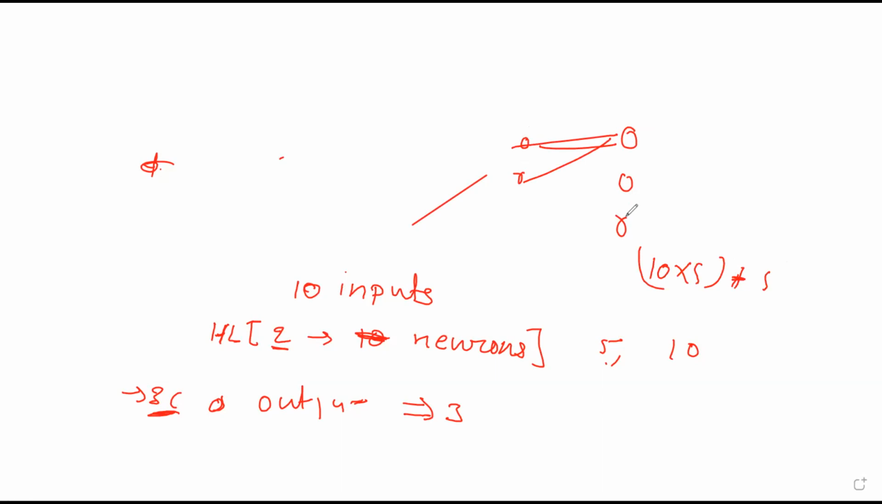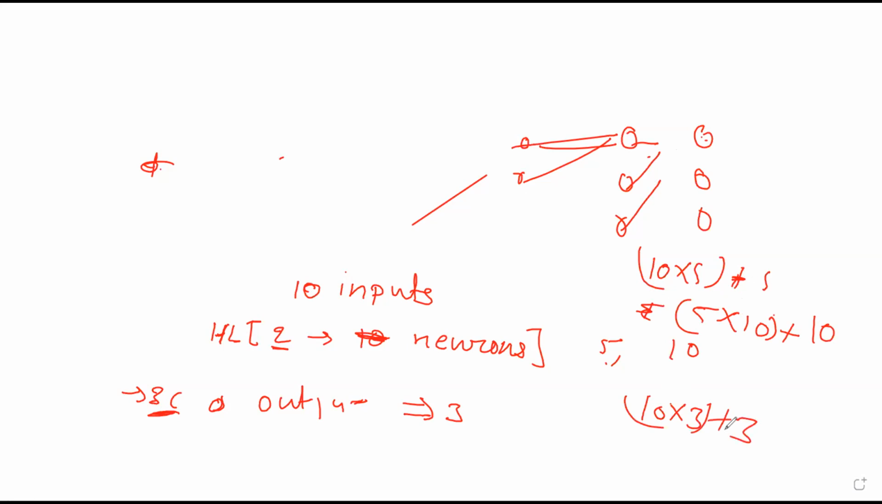For the second layer, how many inputs will be there? The 5 outputs of the first layer will work as the inputs here. So 5 into 10, plus how many biases? 10 biases, right? And for the output layer, 10 into 3 plus 3. So this is going to be your parameters. This exercise you should be able to do.